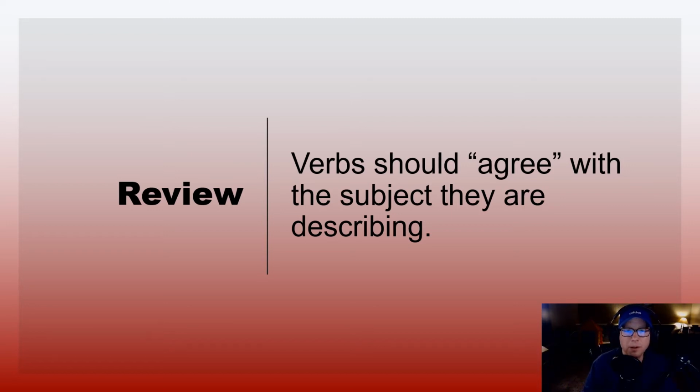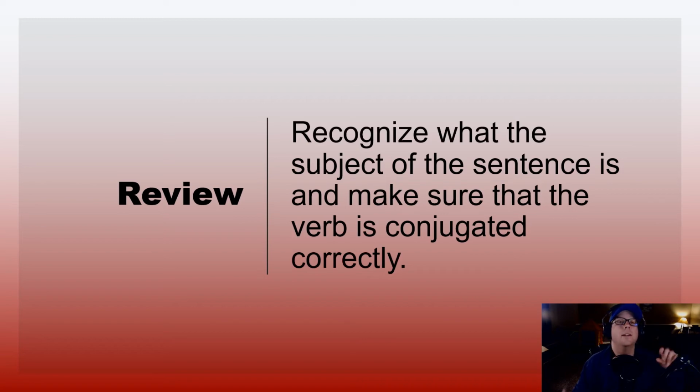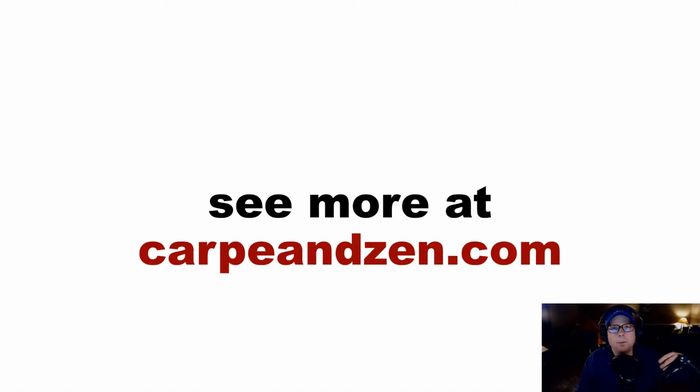Okay, so let's review. All right, verbs should agree with the subject they're describing. And when we say agree, it's because we're changing them to conjugate. That's the fancy word, to match the subject that they're describing. Okay, how do we do that? Well, first of all, we're going to have to recognize the subject of the sentence and make sure that the verb is conjugated correctly to match or to agree with it. That's it. That's the rule. Now, in reality, that's a little harder to recognize, but that's the problem. So if your teacher is marking your work saying, subject-verb agreement, that's what they're talking about.